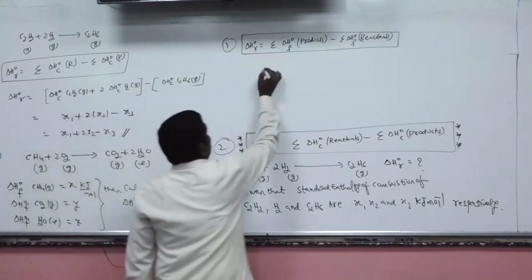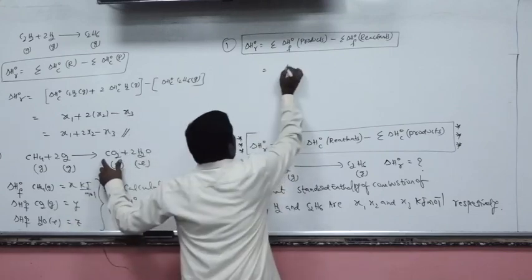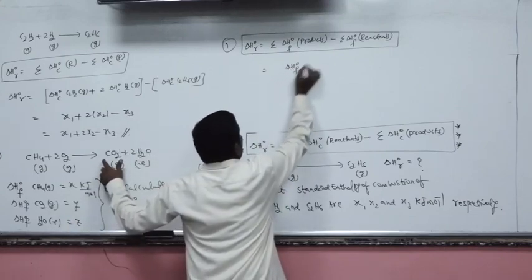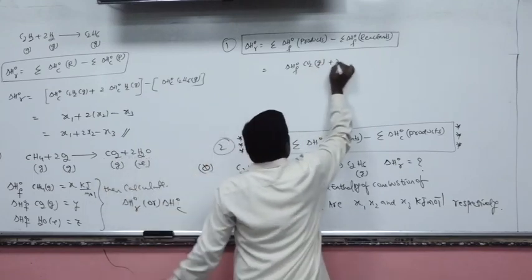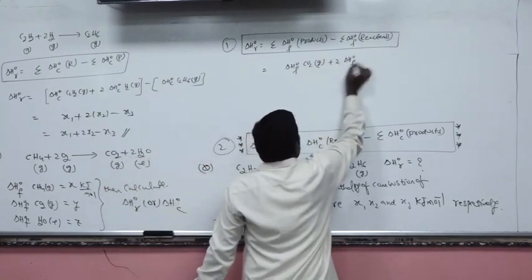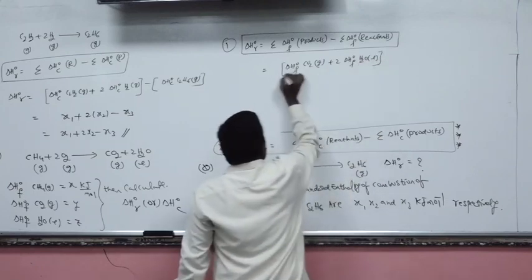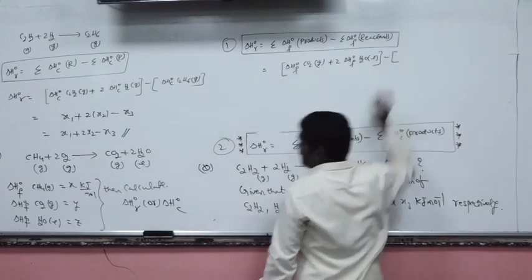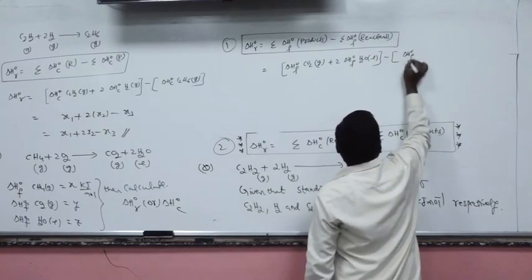Now, what is the standard enthalpy of formation of the products? Here, the standard enthalpy of formation of carbon dioxide is one product, and 2 moles of the standard enthalpy of formation of water liquid. These are the products, minus the standard enthalpy of formation of methane gas.